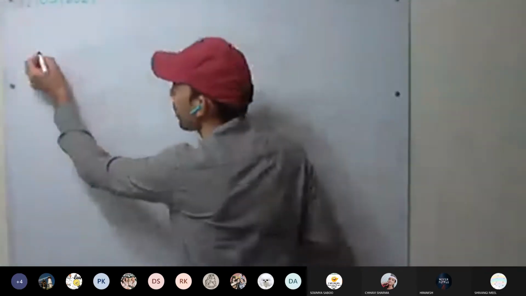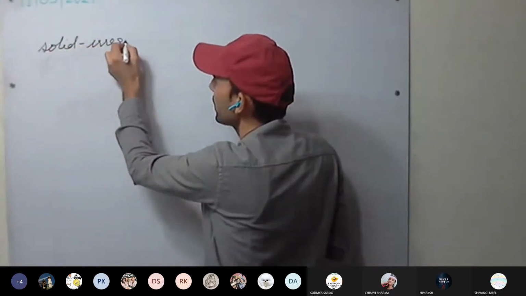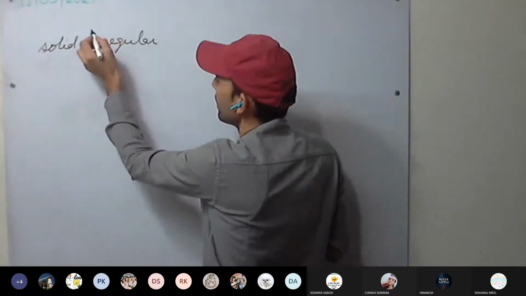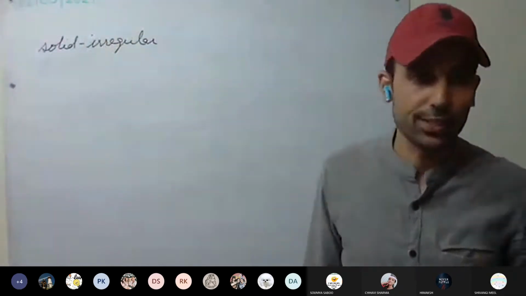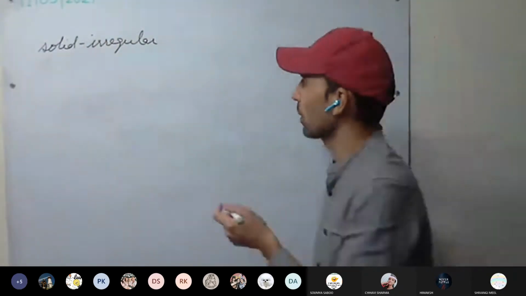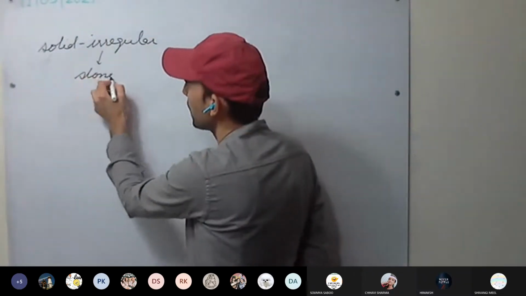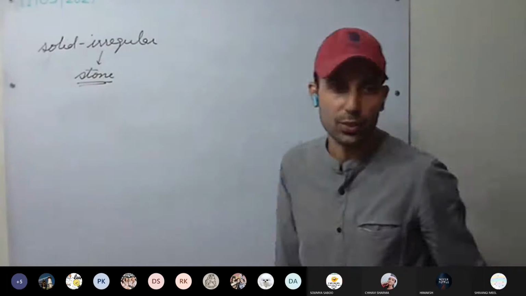So today, regular solids we did. What if the solid is irregular in shape? Then how are we going to measure density? That is the problem. For example, this time the irregular solid is a stone. We have to measure the density of the stone.